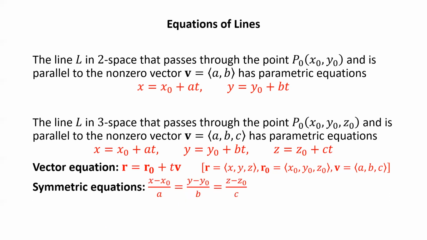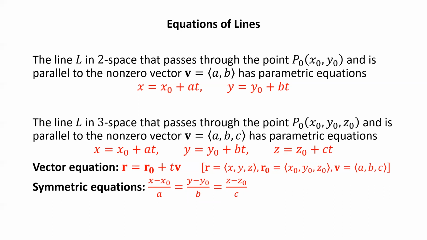Sometimes we might also want to write symmetric equations for our line. We can get the symmetric equations by solving each of the parametric equations for t. So for example, looking in 3-space at the equation x equals x0 plus at, if we subtract x0 from each side and divide by a, we get x minus x0 over a is equal to t. Similarly, y minus y0 over b is equal to t, and z minus z0 over c is equal to t.